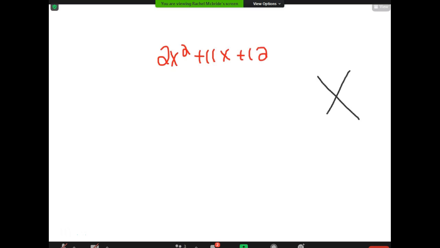So multiply the first and the last. Sum to the middle. So two numbers that multiply to 24 and add to 11. And both are positive. Anybody besides Nick? All right, Maya? Awesome. 8 and 3.